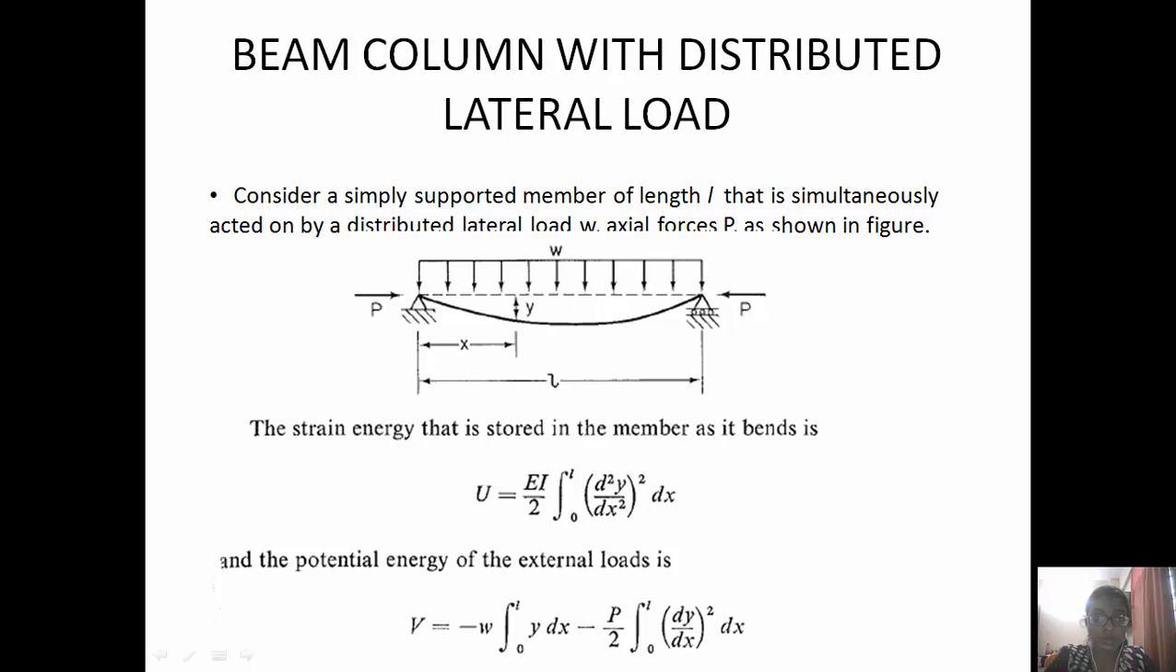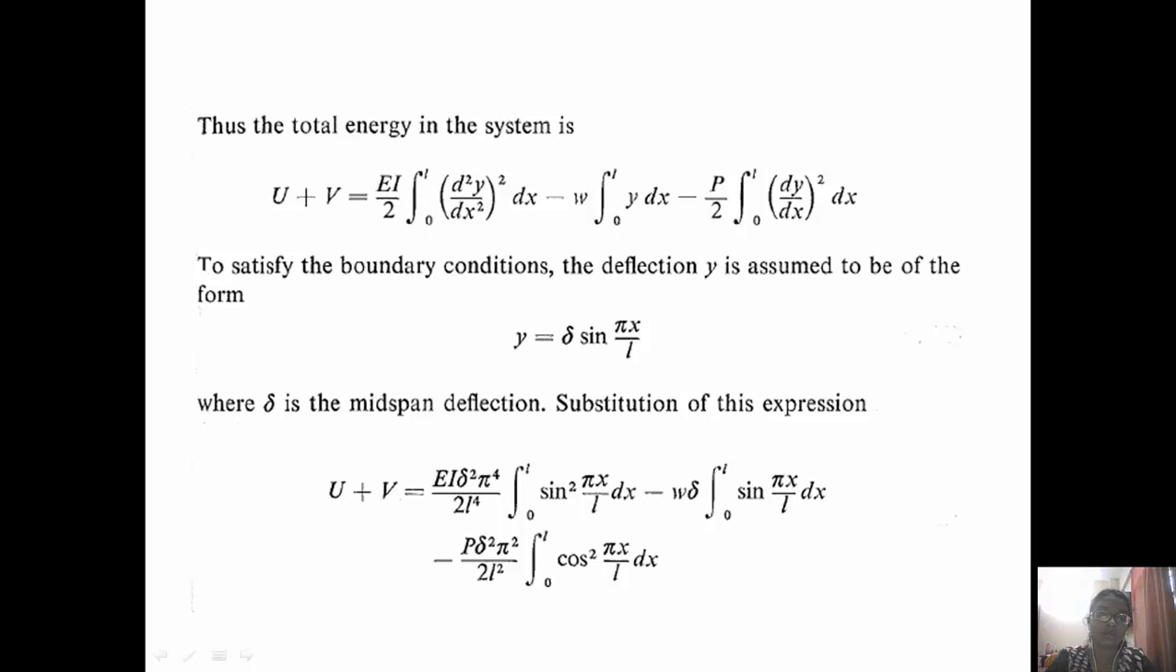lateral load. Similarly, we consider a simply supported beam of member length L that is simultaneously acted on by a distributed lateral load W and axial forces P, as shown in the figure. The strain energy that is stored in the member as it bends is given by U is equal to EI by 2 integral 0 to L (d square y by dx square) the whole square into dx, and the potential energy of the external loads is given by V, which is equal to minus W integral 0 to L y dx minus P by 2 integral 0 to L (dy by dx) the whole square into dx.